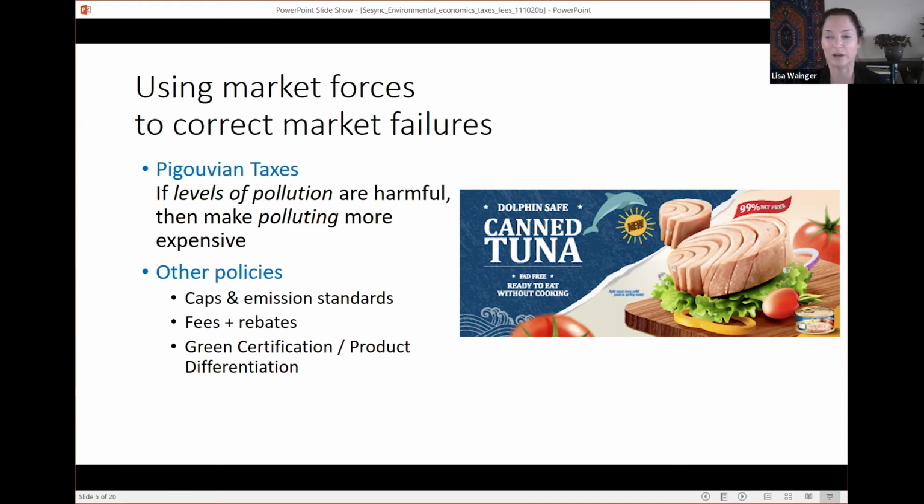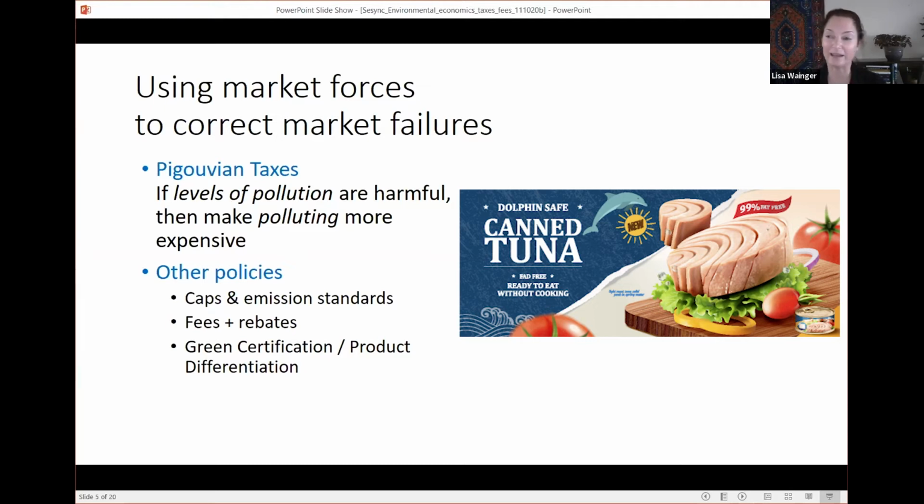Another thing people get very excited about is green certification. So they think, I've created dolphin safe tuna, and now I'm going to be able to charge a price premium for my tuna, and it's going to really pay me back that I invested in the gear that prevents me from harming dolphins while I'm fishing for tuna. And that having that green certification program is really going to motivate a lot of change.